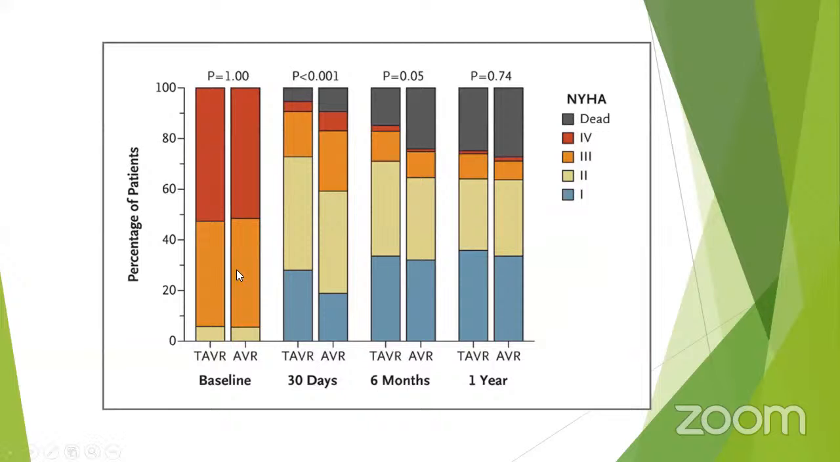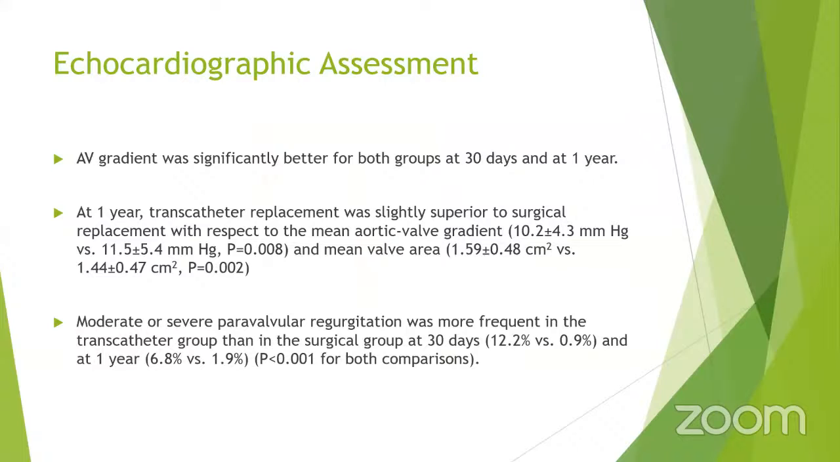Regarding the symptom status at 30 days, you can see that there was a significant reduction in symptoms in both groups. However, the TAVR group did better than the surgical group in both NYHA functional class and the 6-minute walk test. And at 1 year, you can see that both groups were quite similar in their functional class and their 6-minute walk test. The echo assessment found that AV gradient was significantly better for both groups of patients, both at 30 days and at 1 year.